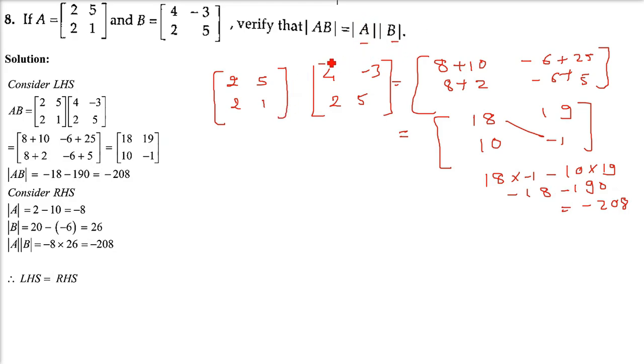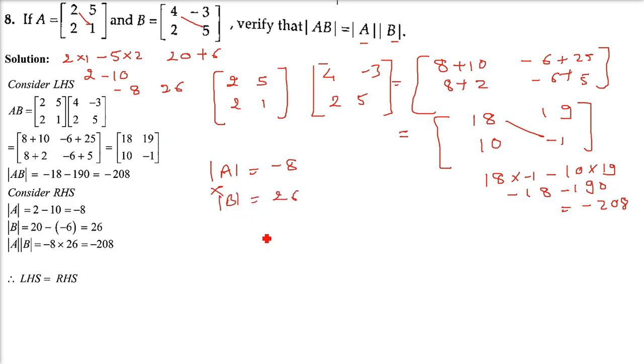Now we'll take A and B separately and try to find out the determinant of each of them and then multiply. What is A? Determinant of A, 2 into 1 minus 5 into 2. So it will be 2 into 1, 2, 5 2 is a 10, 2 minus 10 is minus 8. This one, 5 4 is a 20, minus will become plus, 3 2 is a 6. So this is going to be 26. Now determinant of A is negative 8, determinant of B is 26, and just multiply these two, you get minus 8 into 26, and that is going to be minus 208. So we verified that the left hand side is equal to right hand side.